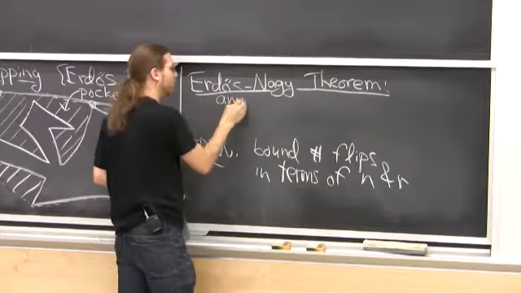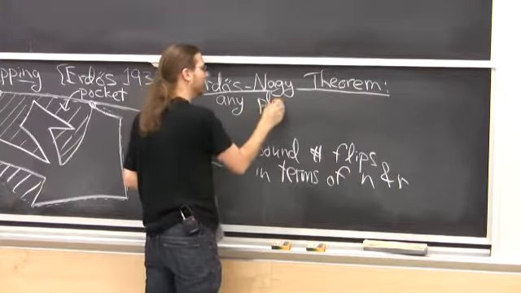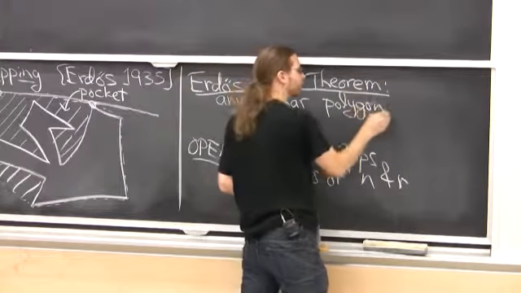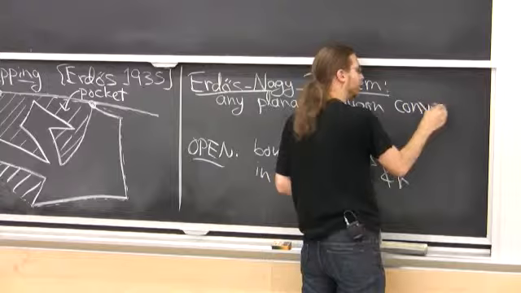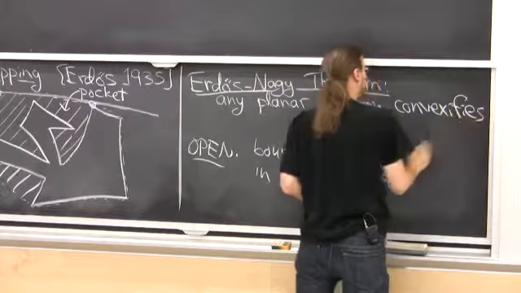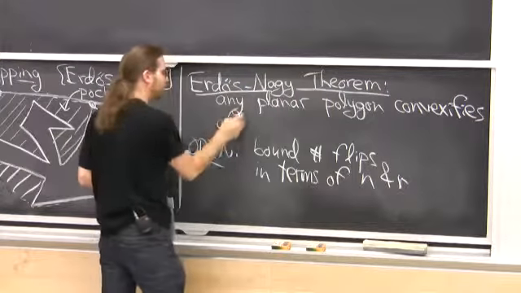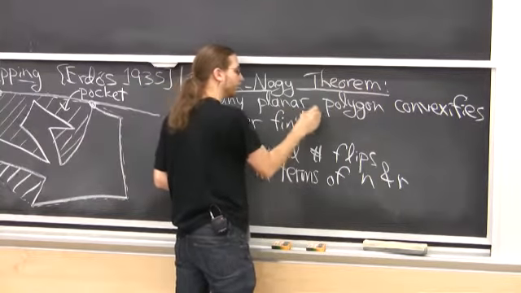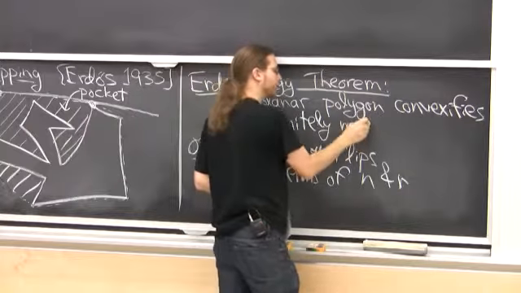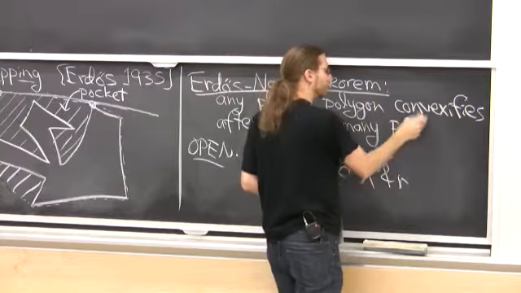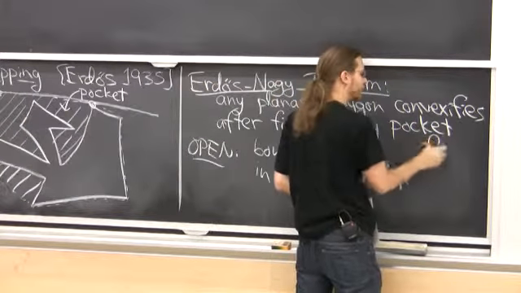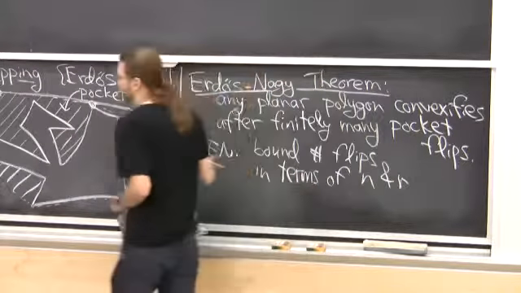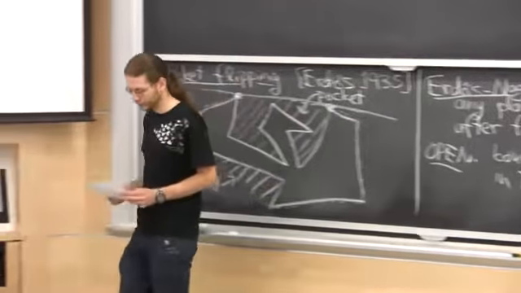Any planar polygon convexifies after finitely many pocket flips. Because it was posed by Erdős and first solved by Naj, although it keeps getting rediscovered.